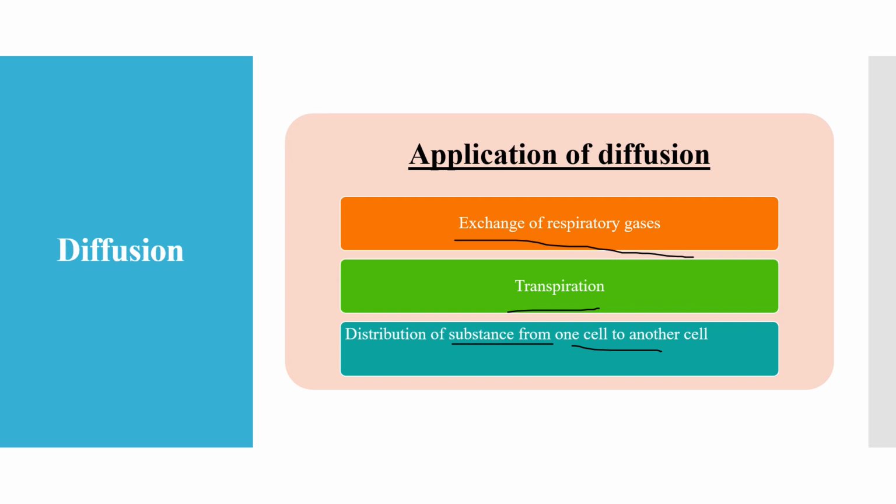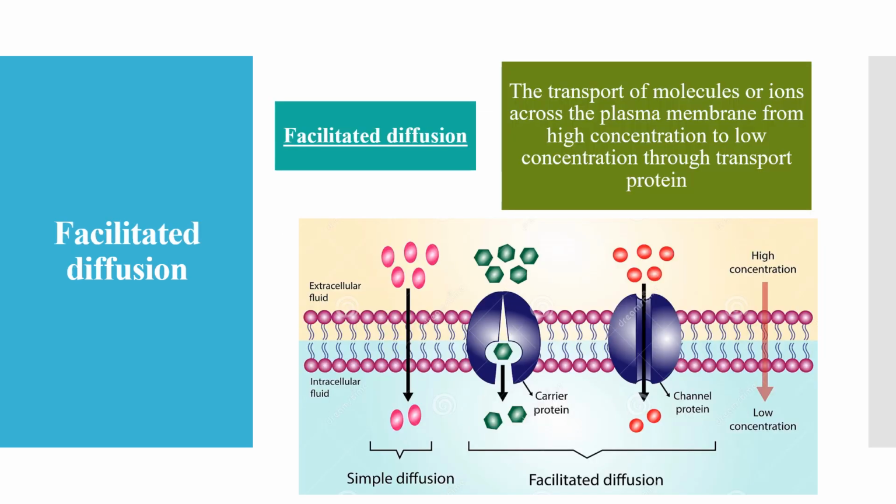So this is the process of diffusion. No membrane is required, it is a passive process, and it moves from high concentration to low concentration. If this is one cell here, and the other cells are present around it, here the food is more, and in the surrounding cells, the food is less. So the food molecules will be distributed from high concentration to low concentration. Distribution of food from one cell to another, the process of transpiration, and exchange of respiratory gases are all applications of diffusion.